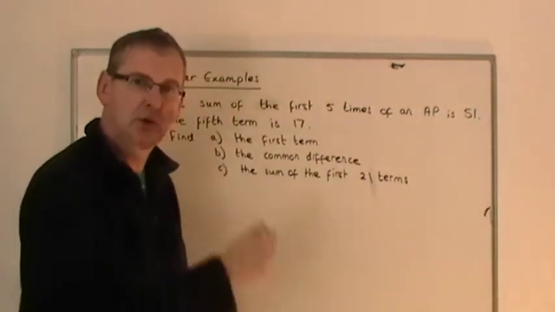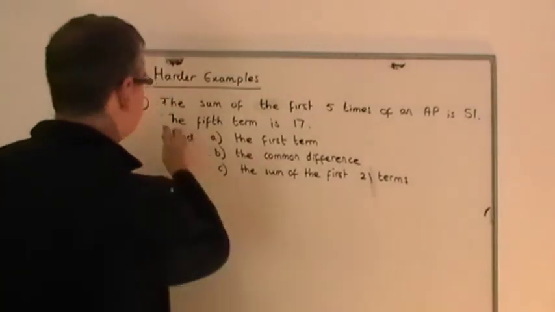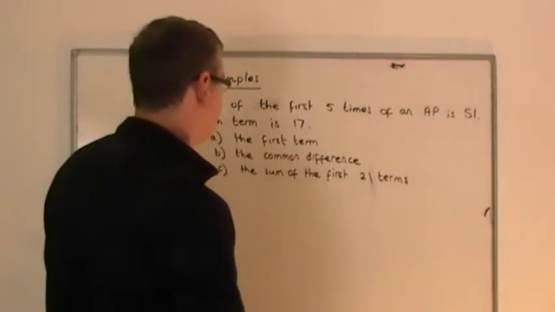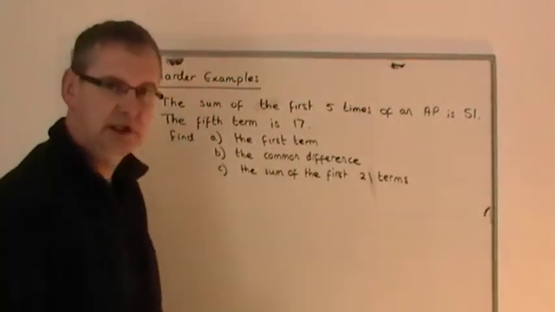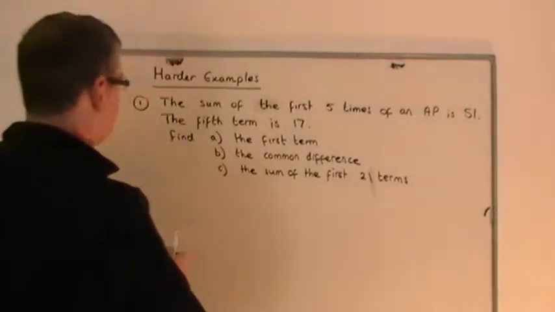Notice I am not given what the actual arithmetic series is at all in this question. I'm told the sum of the first 5 terms is 51. The fifth term is 17. And I have 3 things here I've got to work out. Right, before I even look at what I've got to work out, let me just write down what I'm told.